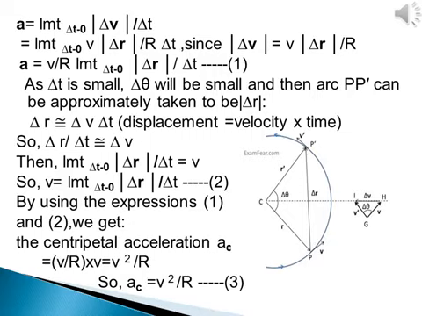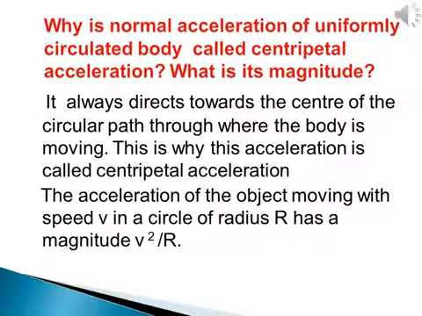So, v is equal to limit Δt tends to 0 of |ΔR|/Δt, which is the expression 2. By using the expressions 1 and 2, we get the centripetal acceleration a_c is equal to v/r into v, which is equal to v squared by r. So, a_c = v²/r, which is the expression 3.